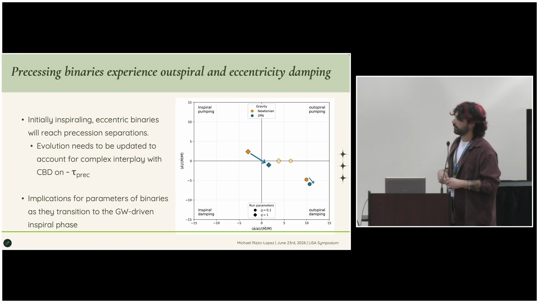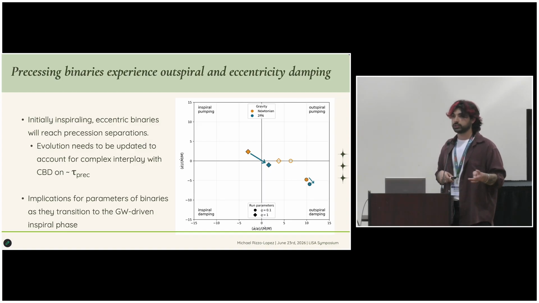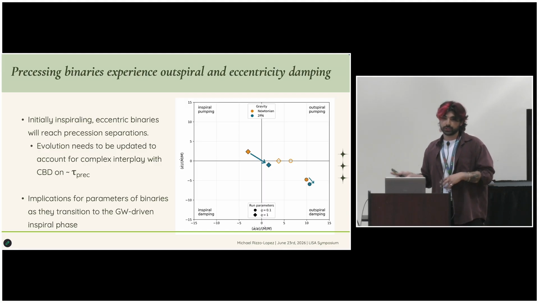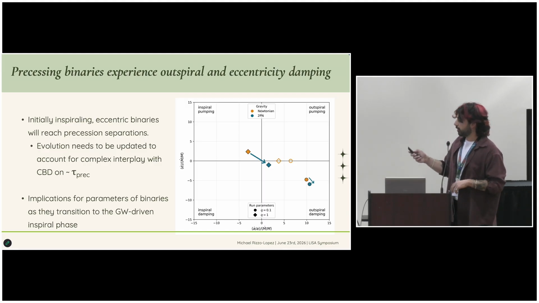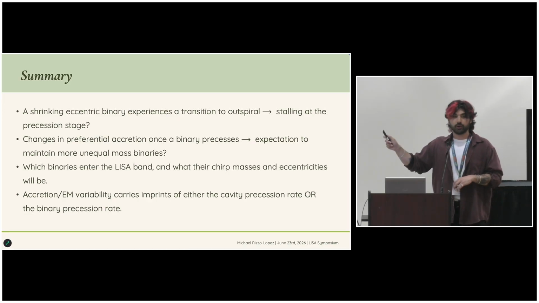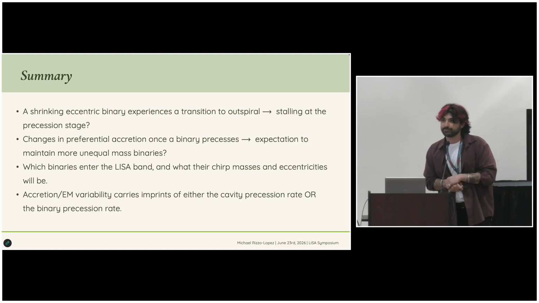And this would maybe have implications for the parameters of the binaries as they enter the LISA gravitational wave band, specifically with them maybe no longer preferentially accreting and keeping a more unequal mass ratio longer into your evolution, and maybe taking a little bit longer. And so I think I'm pretty much out of time, so this is just a summary of all of the things that I have, and I look forward to questions.